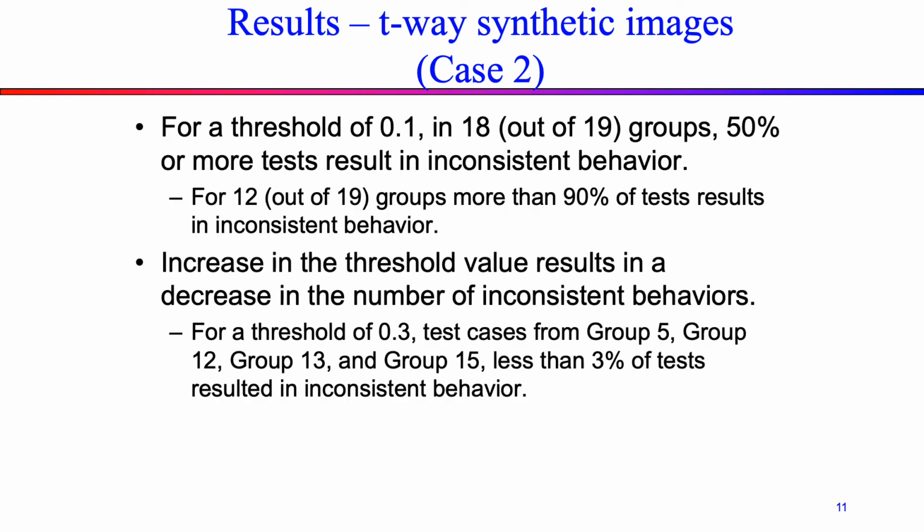To summarize the results from case 2, with a threshold of 0.1, 18 out of 19 groups have at least 50% or more test results in an inconsistent behavior. In fact, for 12 groups, more than 90% of T-way test results in an inconsistent behavior. And with an increase in the threshold value, we notice a decrease in the number of inconsistent behaviors. And this is kind of expected.